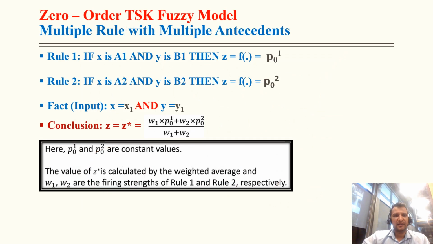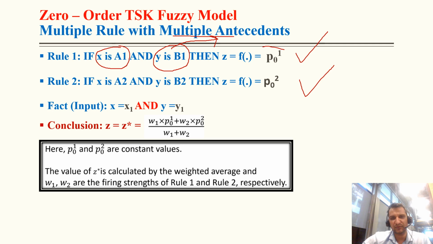Now we are going with the multiple rule with multiple antecedent, rule 1, and this is rule 2. That's why it is known as multiple rule. Multiple antecedent because x is A1, one antecedent, and y is B1, another antecedent. That's why it is known as the multiple antecedent. So in this case the output is equal to this one. In this rule the output is equal to this one. Now I want to calculate the output for input when x is equal to x1 and y is equal to y1. Then what will be my output?